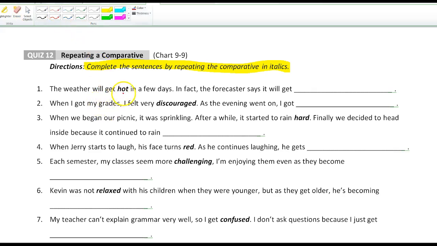Okay. The weather will get hot in a few days. In fact, the forecaster says it will get, and we want increasingly hot, which would be hotter and hotter. Okay, and then when I got my grades, I felt very discouraged. As the evening went on, I got more and more discouraged.